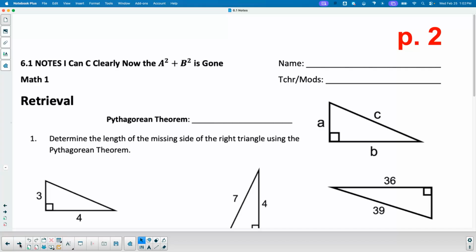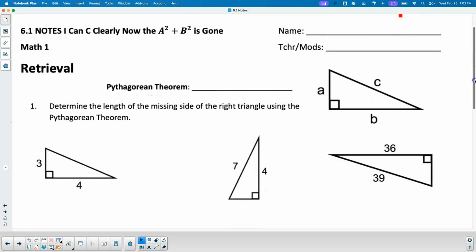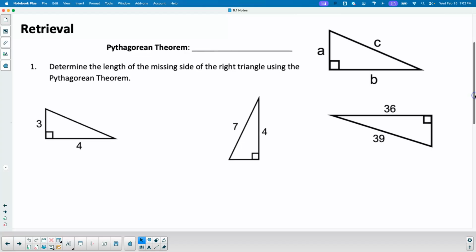All right. So this is page 2 of your notes. Obviously, page 1 was the title page. Okay. So here we go. Can anybody refresh my memory as to what the Pythagorean theorem is? It is probably the most well-known and popular theorem of math that there is. Anybody remember? It's exactly a squared plus b squared equals c squared. That is the Pythagorean theorem.